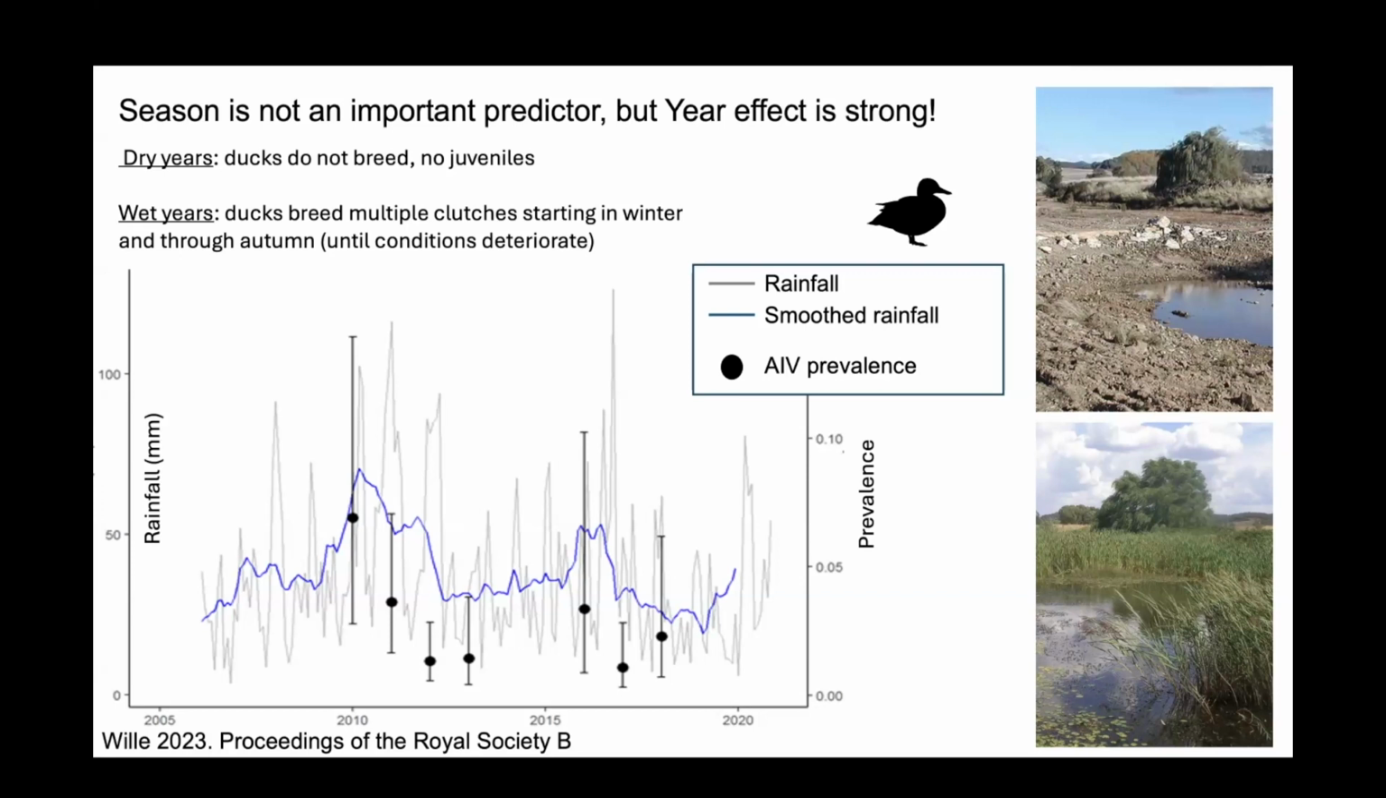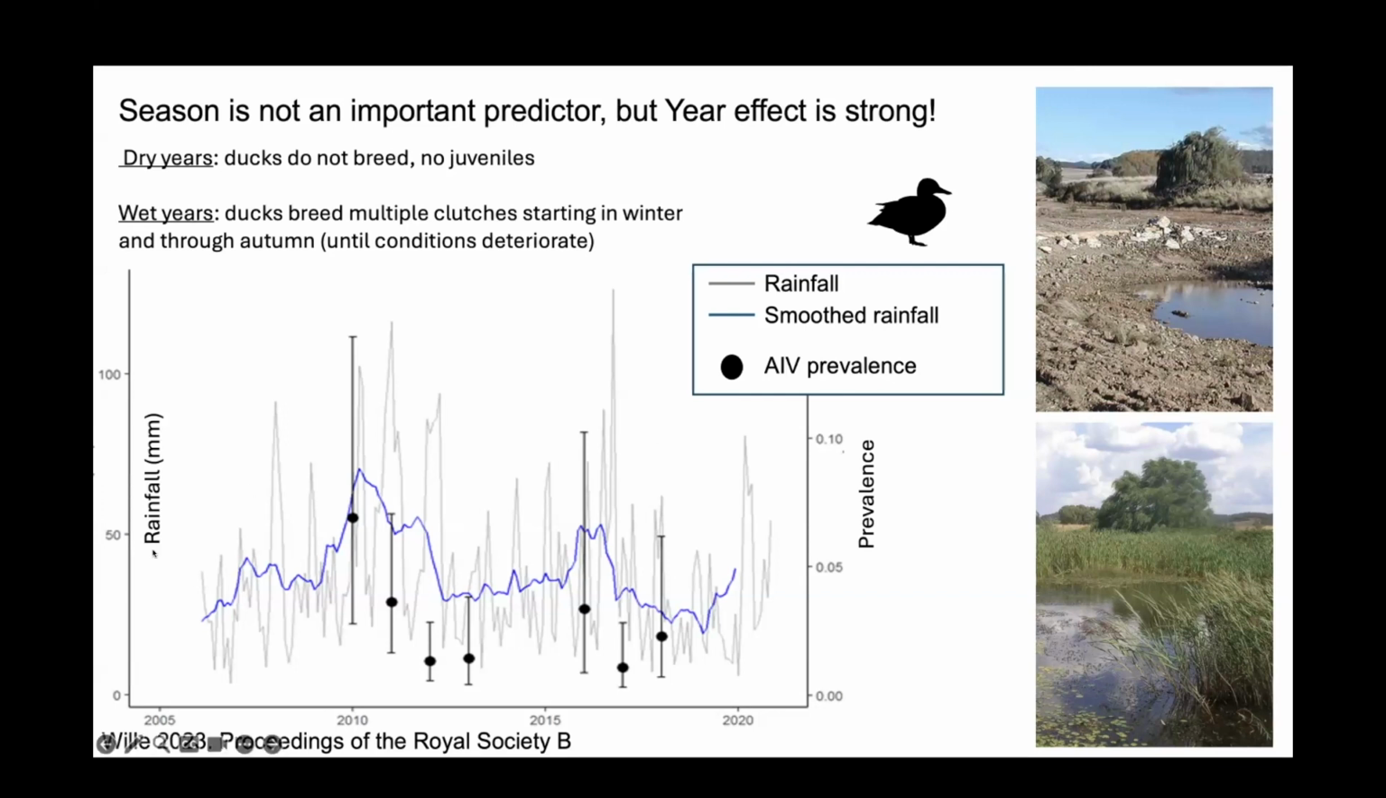And so you can imagine then in these wet years with lots of immunologically naive individuals, we actually have very high influenza prevalence. And in the dry years with almost no immunologically naive individuals in the population, we have almost no avian influenza detectable in the system.